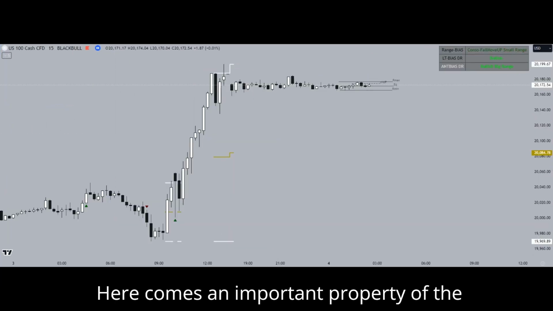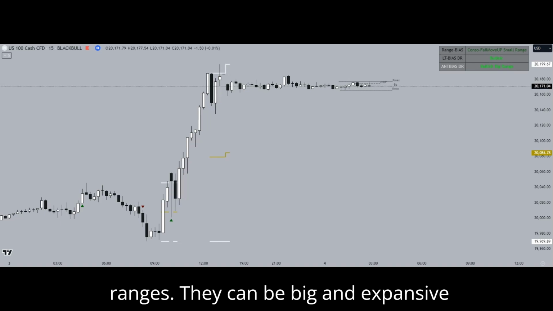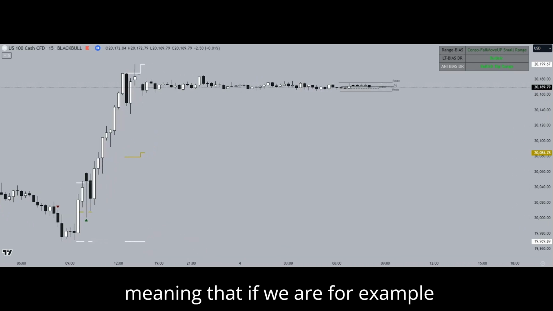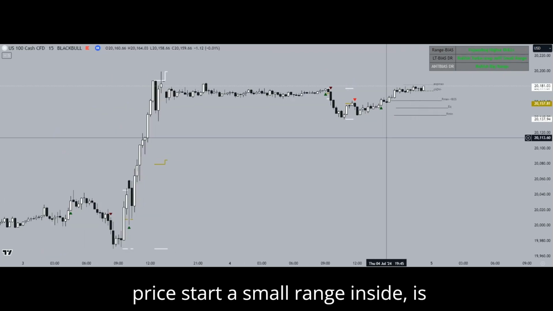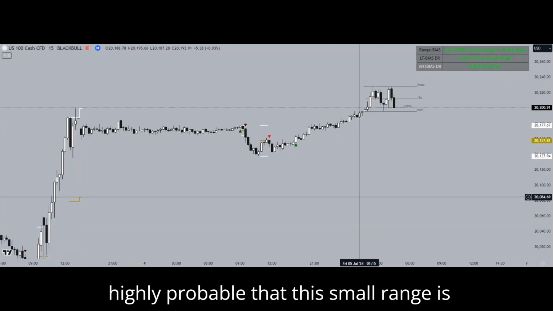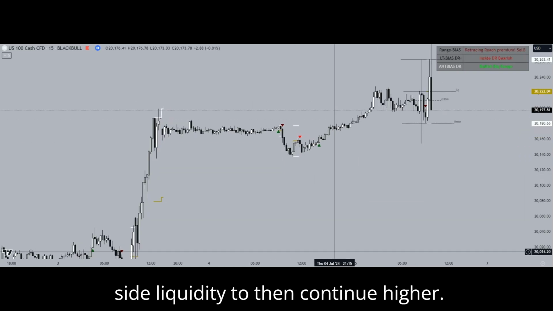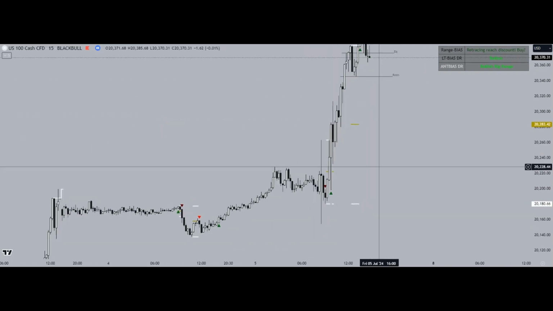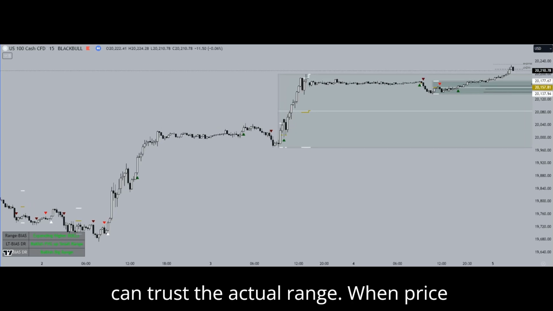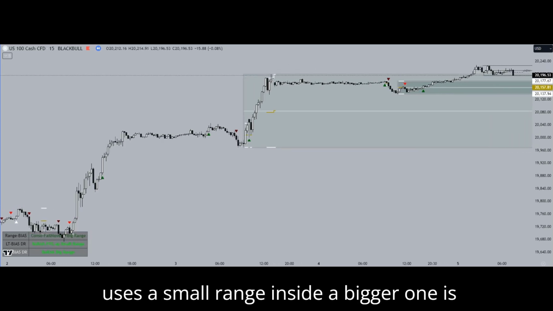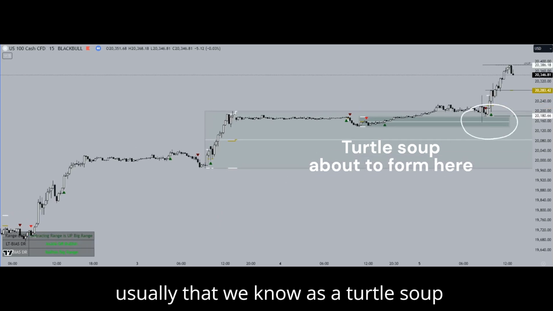Here comes an important property of the ranges. They can be big and expansive ranges or small contracting ranges, meaning that if we are, for example, bullish in a big range and suddenly price starts a small range inside, it is highly probable that this small range is just a consolidation to generate sell-side liquidity to then continue higher. So it is important to refer to the previous dealing range and its size to see if we can trust the actual range. When price uses a small range inside a bigger one, it is usually what we know as a turtle soup pattern.